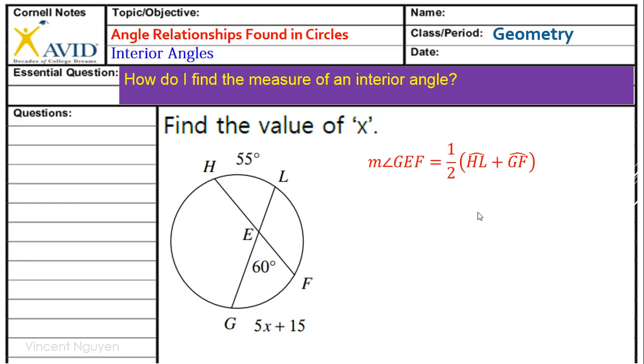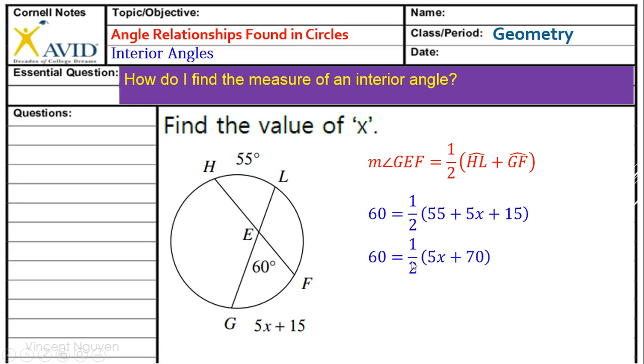So I'm going to follow this formula and substitute everything in, okay? So the measure of GEF is 60, and then equals 1/2 times arc HL, which is 55 degrees, all right? And then plus arc GF, which is this expression, 5x plus 15. So I just pretty much substitute everything in. And then now you're going to combine like terms. So take care of your parentheses here. You add the 55 and the 15 together, you get 70.